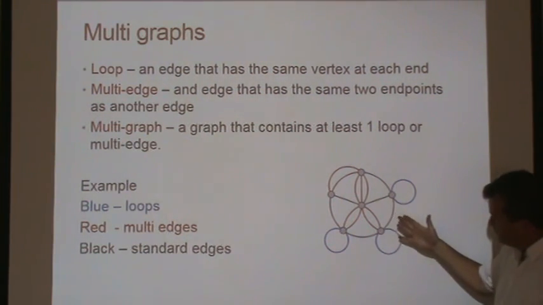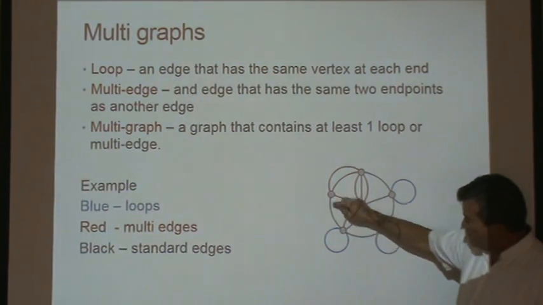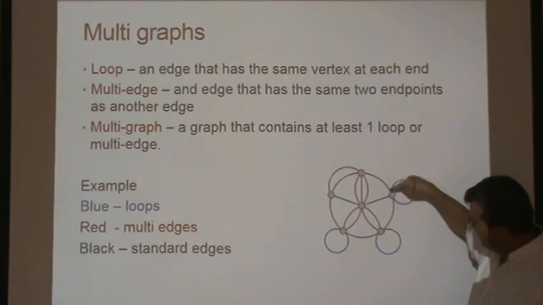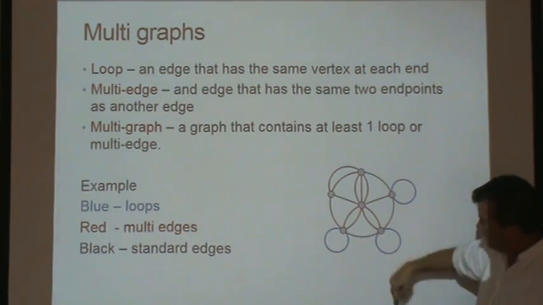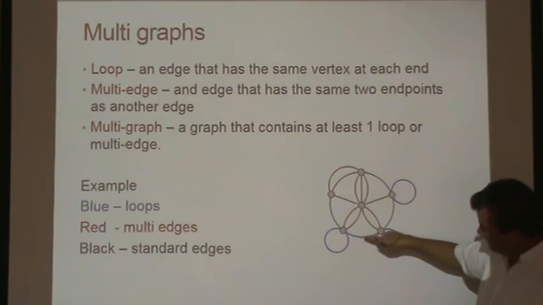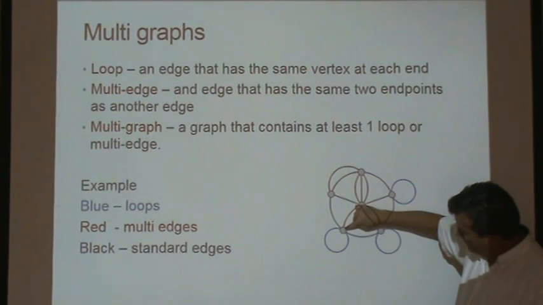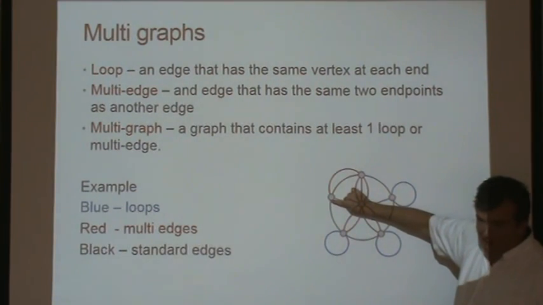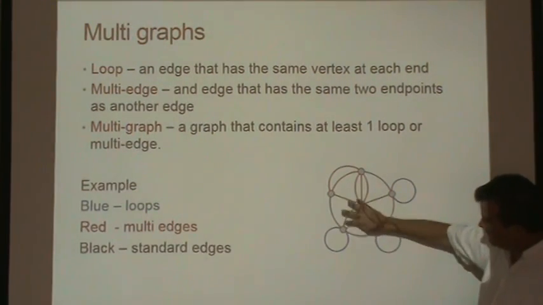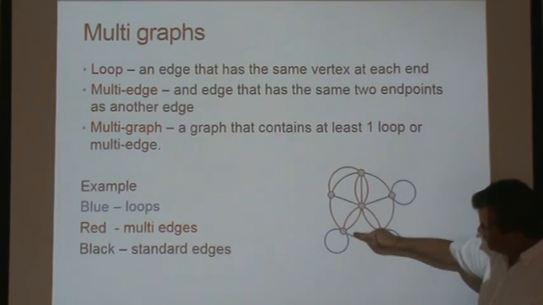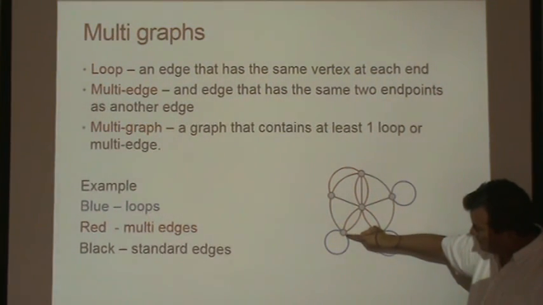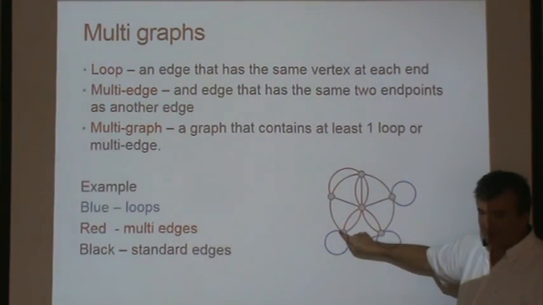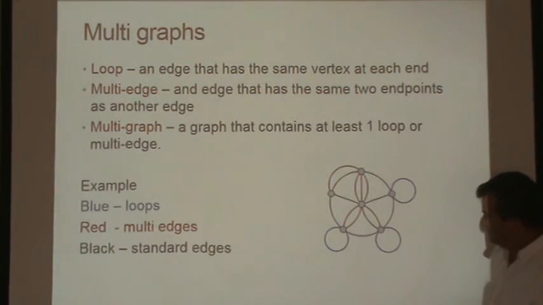So here's an example of a graph. A graph would have these points. These would be our vertices, here, here, here, here, here, and here. A loop would be any edge. Well, first let's just talk about edges that go from one vertex to another one. So this would be what we call a standard edge. They're labeled in black. A loop would be any edge that starts at a vertex and ends at the same vertex. It doesn't connect two different vertices.